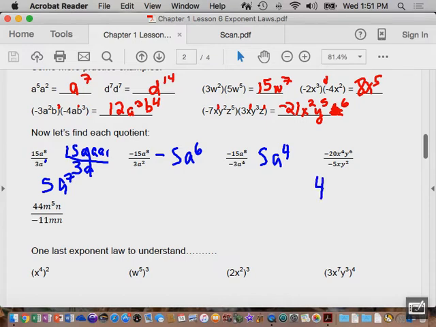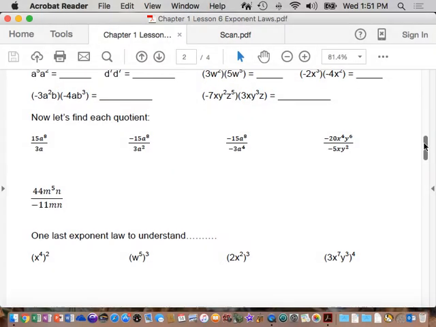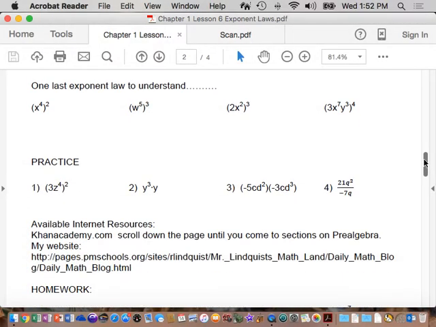4. X to the 4th divided by x? X to the 3. Subtract exponents when you divide. Y to the 6 over y to the 2? Y to the 4. Very good. Okay, one last law of exponents to learn for today. When you raise a power to a power, you multiply. So the answer to this is x to the 8.